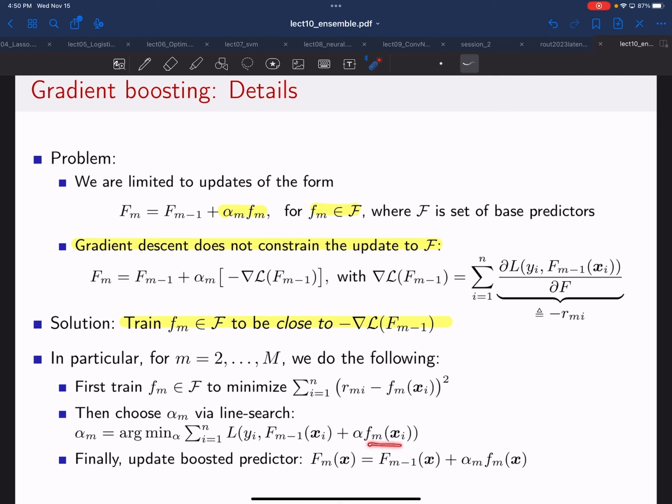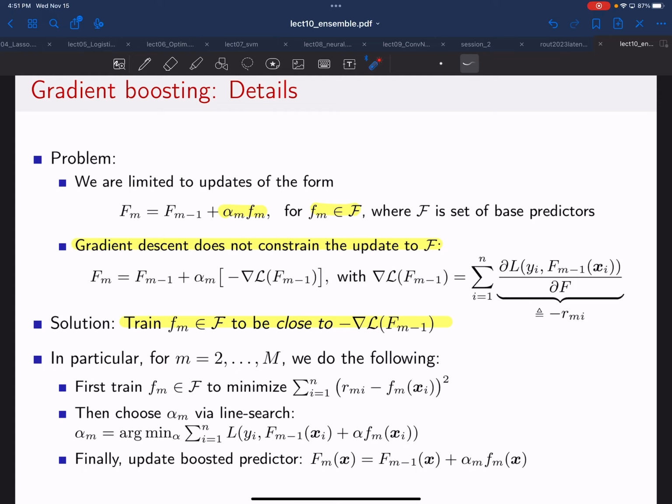So now FM is fixed. We designed it. This is a pretty simple problem over a scalar parameter. If we can't solve it analytically, you can just make a grid of different alphas and see what happens and choose the best one. It sort of depends on the loss and so on, but it shouldn't be a big deal to solve this problem, just optimizing a scalar parameter. And then we're done. We have our base model, we have our scalar, we add it to our previous boosted model to get our next boosted model.